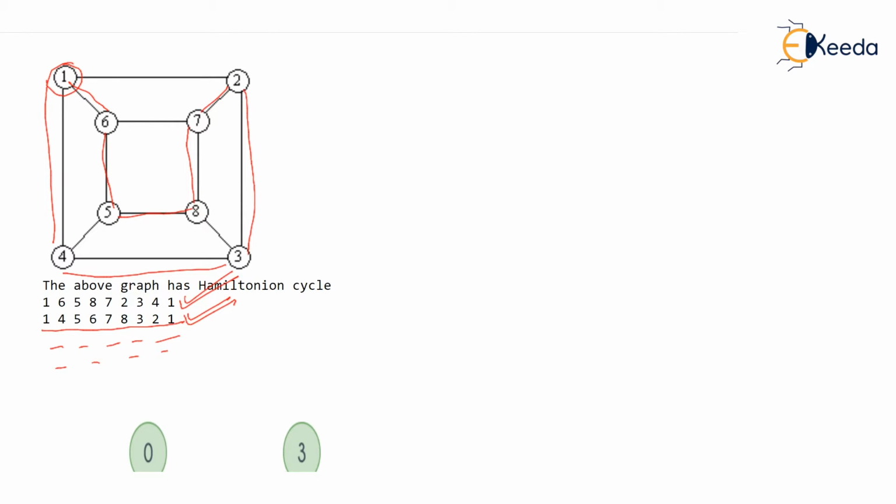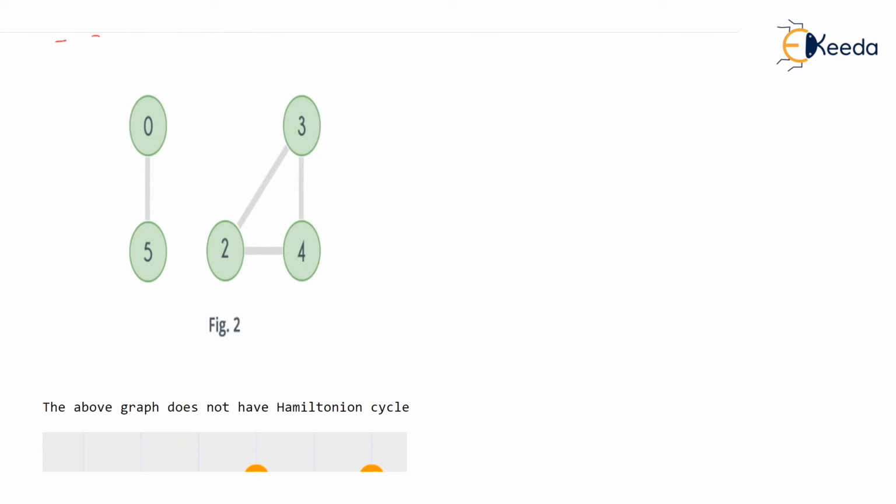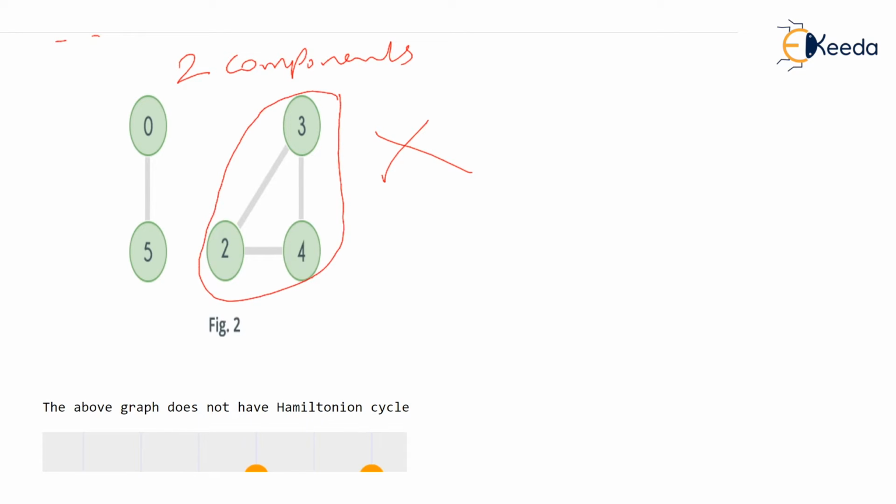Let's see one more example. Does this graph have a Hamiltonian cycle? Just check. Impossible. This graph does not have any Hamiltonian cycle because this graph has two components. This one, which I am encircling, 3, 2, and 4, is one component, and the part I am now encircling, 0 and 5, is another component, and there is absolutely no link between these two components.